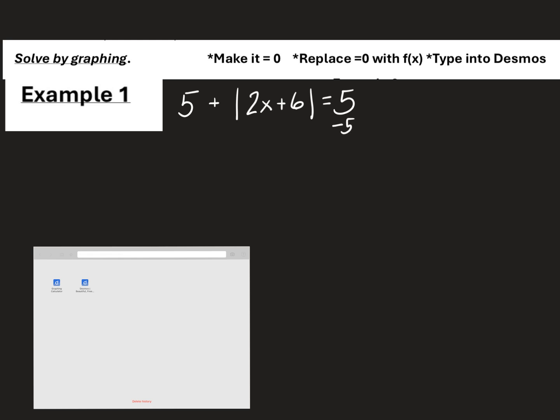I'm going to subtract 5. So that becomes 0 on the right. This also becomes 0, so you're left with the absolute value of 2x plus 6. And now we're going to replace equal 0 with f of x. f of x equals the absolute value of 2x plus 6. We'll pause just for a second and remind you that we just said that the solution to an equation is where the graph crosses or touches the x-axis. So let's go to Desmos.